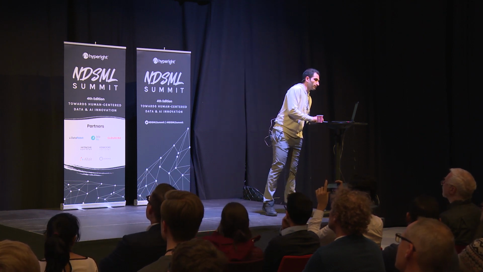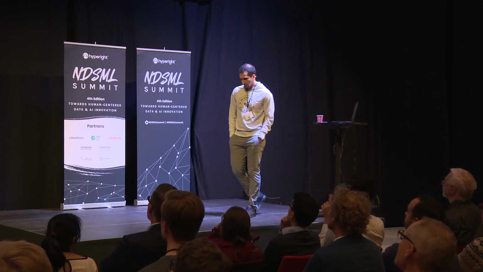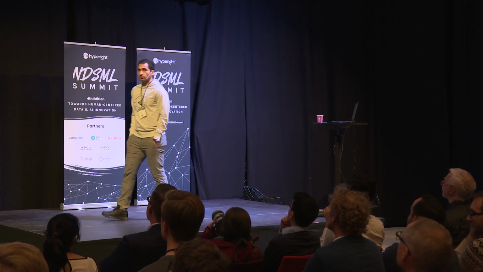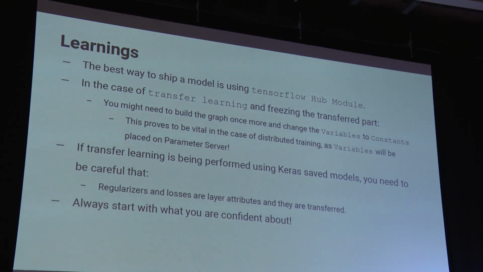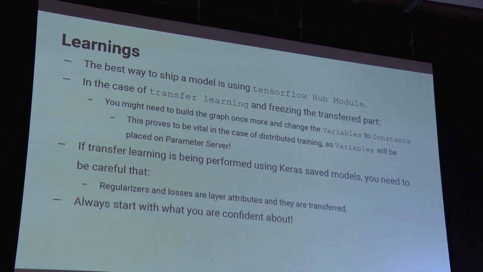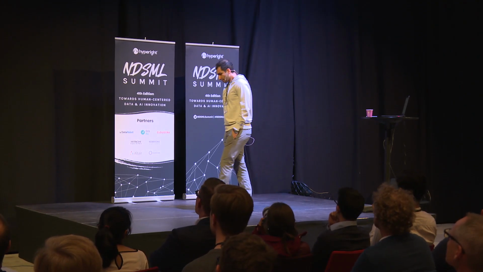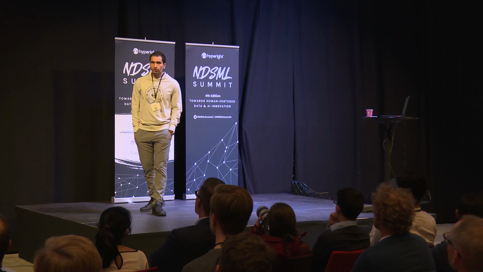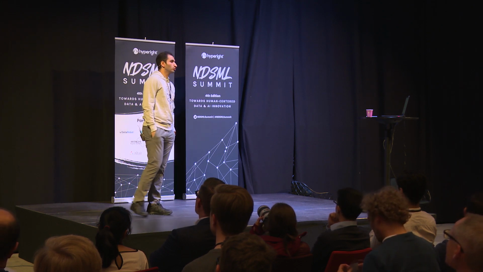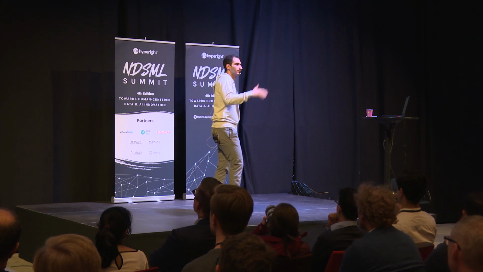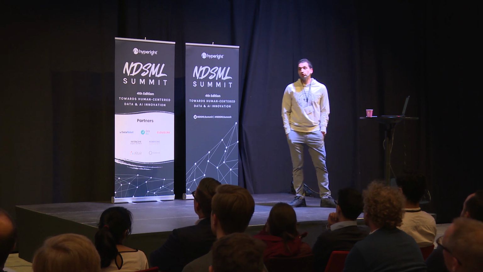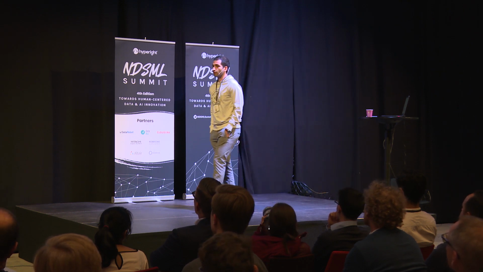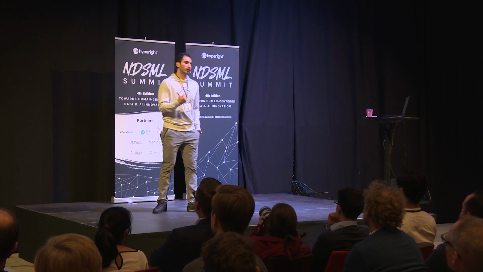And as the last slide, some learnings. The best way to ship a model, if you want it to be a living model and live inside another model, is using a TensorFlow Hub module. And I just call it transfer learning. So if you want to ship this model, but you do not want to train it, so no gradient needs to go through the weights of that network, you might need to create the graph again and change those variables to constants.